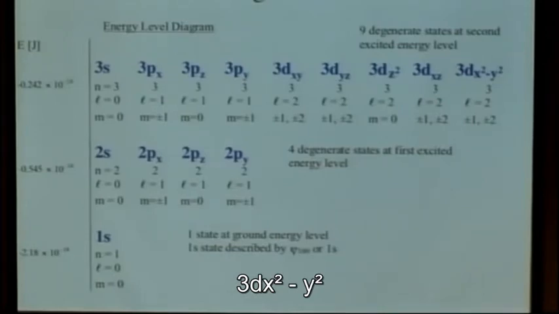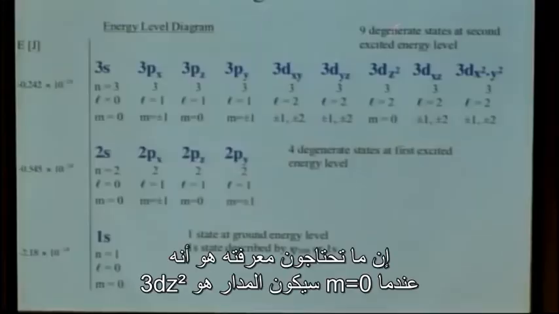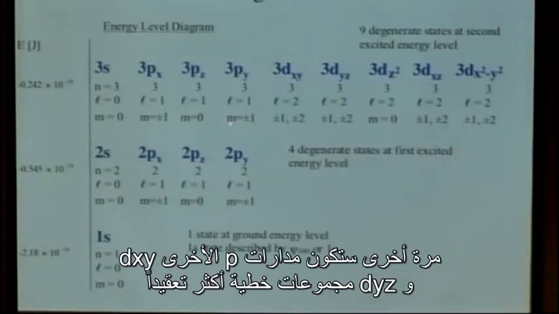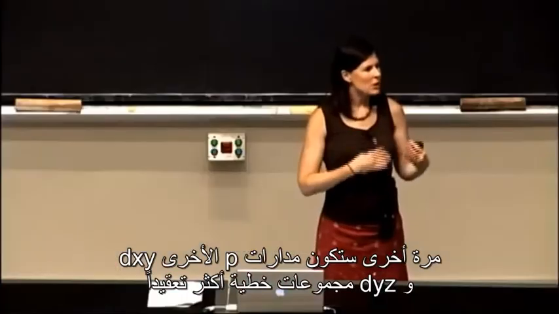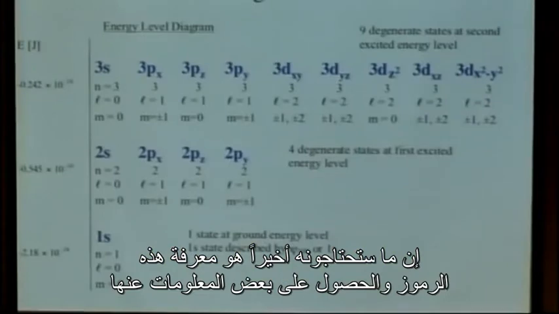minus y squared. Let's see if this is working again. And it is. So what do you need to know here? What you need to know is that when m equals 0, it's 3dz squared. That's it. These other ones, the dxy, dyz, those are going to be those more complicated linear combinations. You don't need to worry about them. Eventually, you will at least need to know the labels and know a little bit more about them.